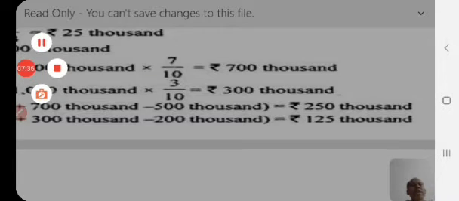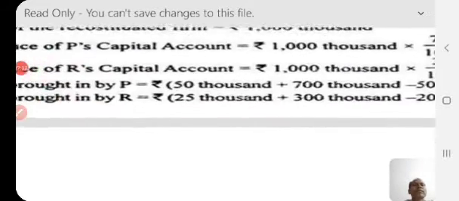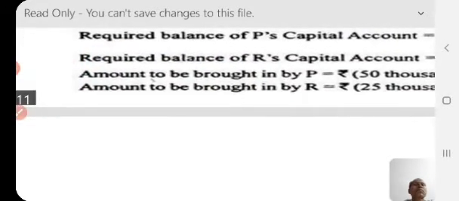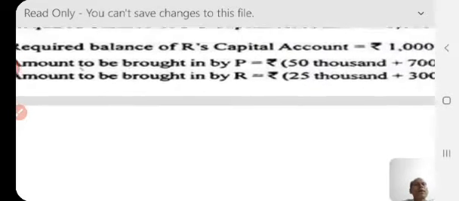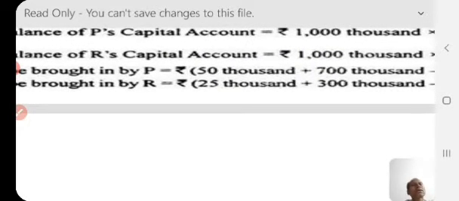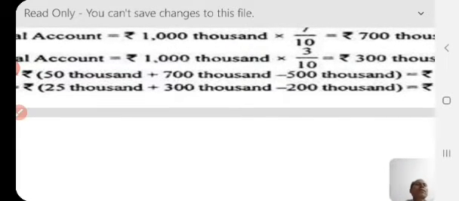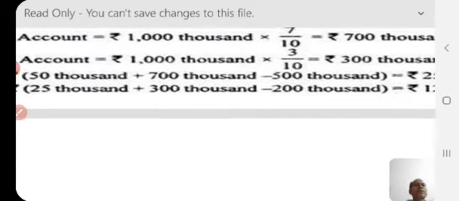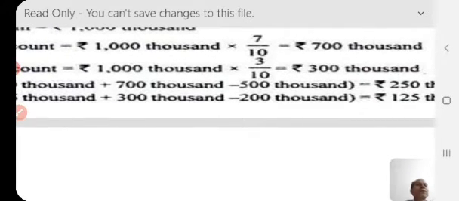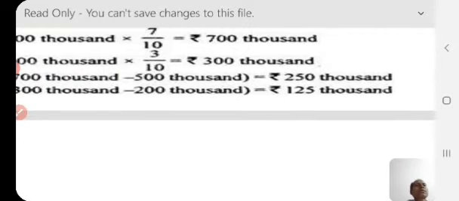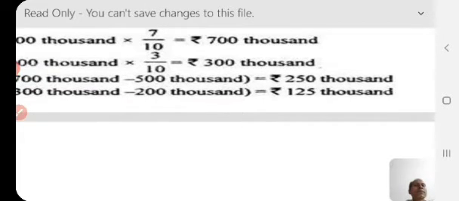In the same way, see R. Amount to be brought by R is 25,000 plus 300 minus 200, which is already in the firm as the opening balance of the capital. So 125,000. This should be brought in the form of cash.